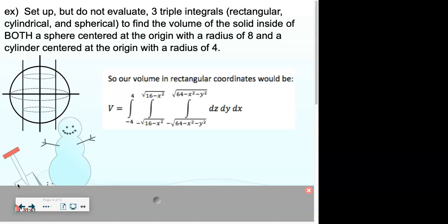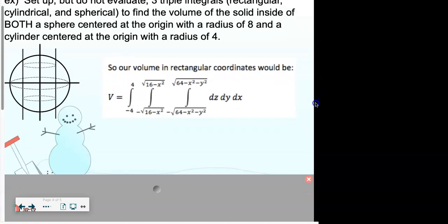You've already got this and the cylindrical? Good. Okay, so the cylindrical for this is actually pretty straightforward. The only difference is your z's have to become the square root of 64 minus r squared, but they stay the same, just converting. So to generate that circle with a radius of 4, you just have r goes from 0 to 4, and theta goes from 0 to 2 pi.